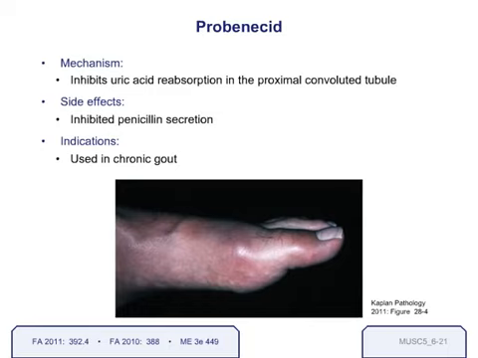Another drug used to treat gout, although used for chronic gout, is going to be probenecid. This is going to inhibit resorption of uric acid in the proximal convoluted tubule, and it's also going to inhibit secretion of penicillin. So you should be aware that if a patient is taking penicillin at the same time, the levels of penicillin might get quite high in the blood if the patient is taking probenecid for gout.